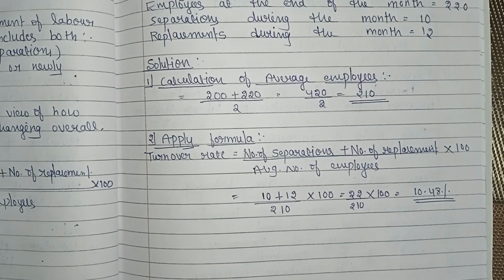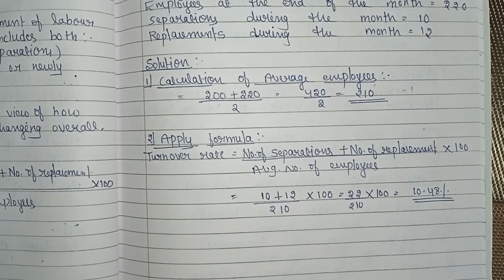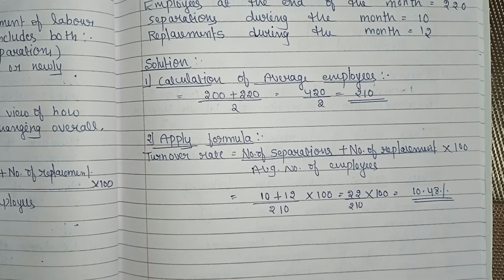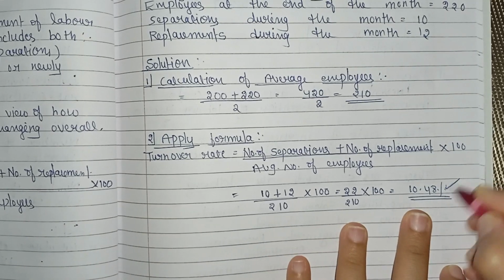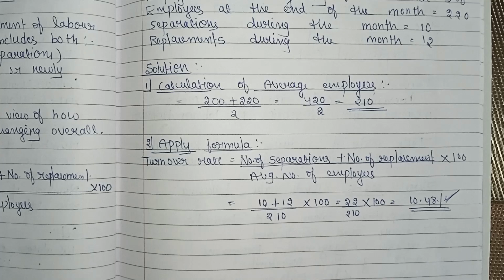It means what? 10.48 percent of the average number of employees either left the organization or were newly hired to replace those who left during the period. Clear? This is about Flux method.